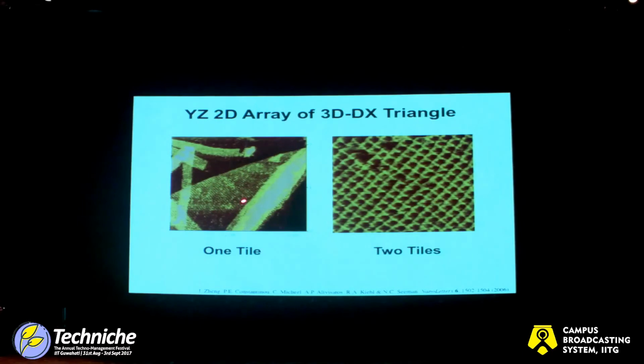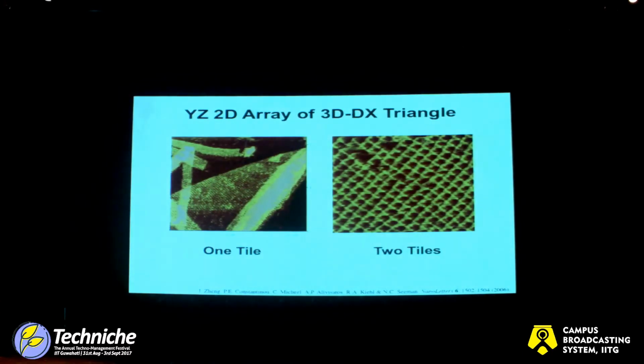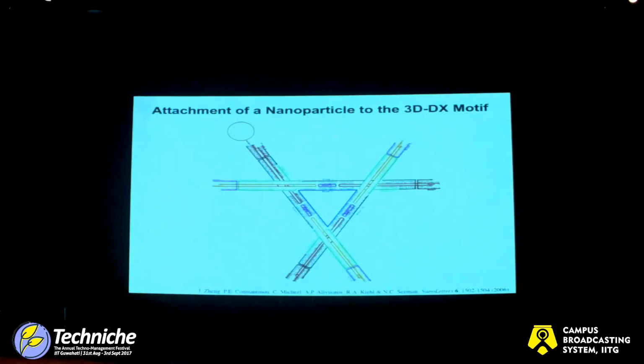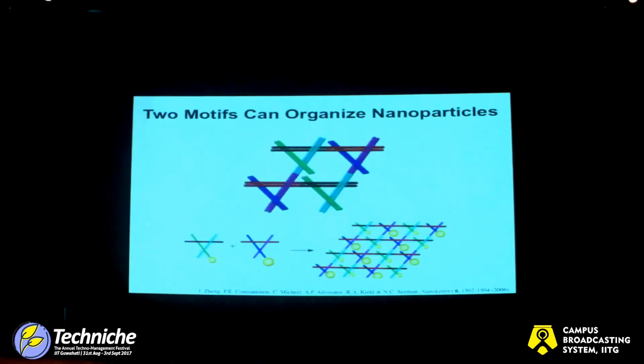And here we are doing it with 1 tile. Here we are doing it with 2 tiles. And you can see how we're doing this now. We're going to propagate in this direction. We're propagating in this direction. The third direction, we just attach a nanoparticle to the end. And this nanoparticle is attached to a single strand of DNA. That's an inherent component of the motif.